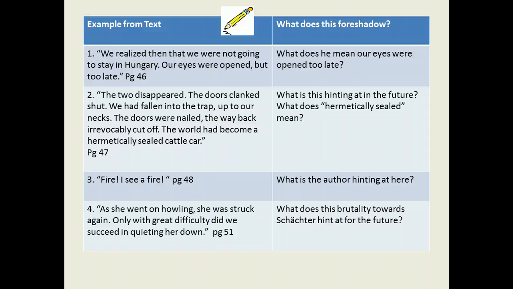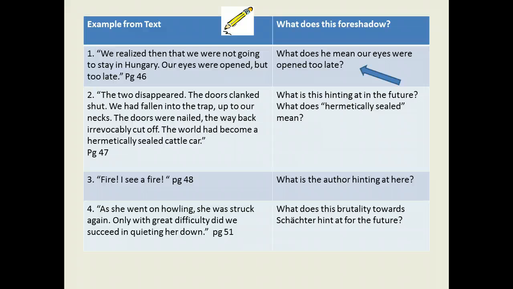We've got 4 quotes from the novel. And just make a simple T-chart. And I'm giving you some help here with some leading questions. You don't necessarily have to write the questions down, but definitely use those to help guide your answers. So our first example from the text is, "We realized then that we were not going to stay in Hungary. Our eyes were opened, but too late." So what does he mean when he says our eyes were opened too late? What is that hinting at for the future? As well as what we've already noticed in the previous bit of the text when he talks about the fellow villagers from his town.